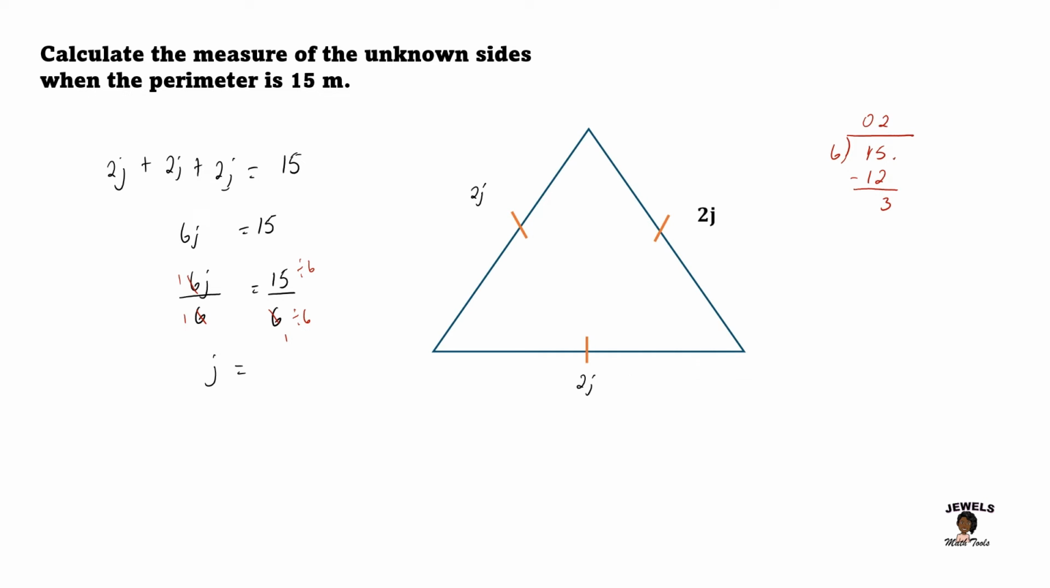At this point, we will input our decimal point, add a 0, bring down that 0, and continue dividing. 6 will divide into 30 5 times, and 5 times 6 is 30, and when 30 subtracts 30, this will equal 0. So that means that for this equation, my j will be equal to 2.5 meters.